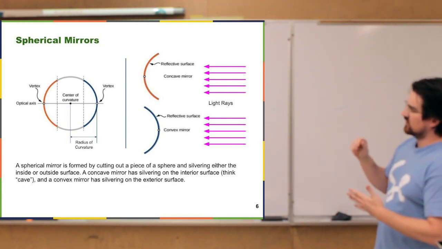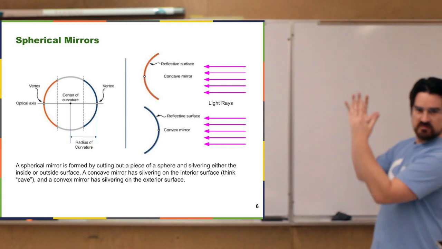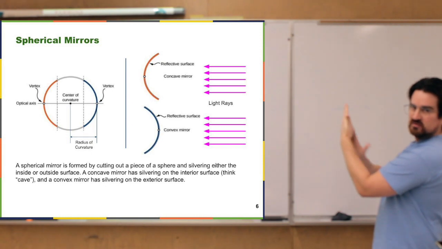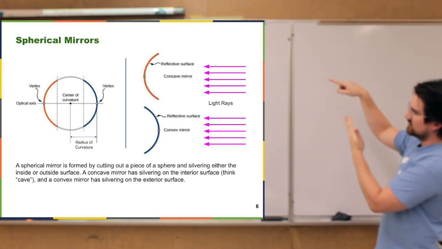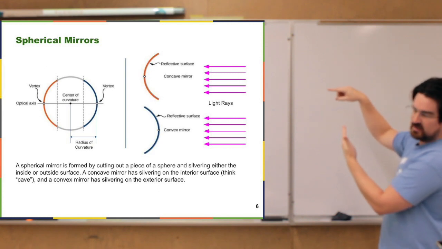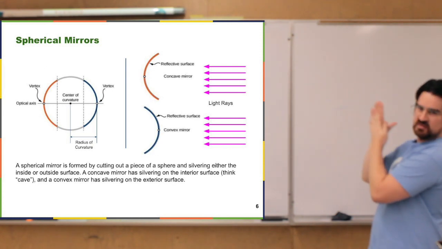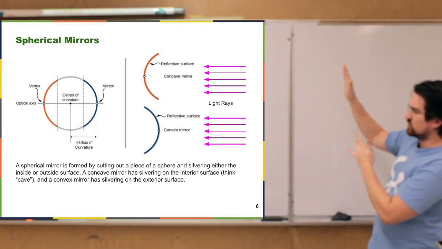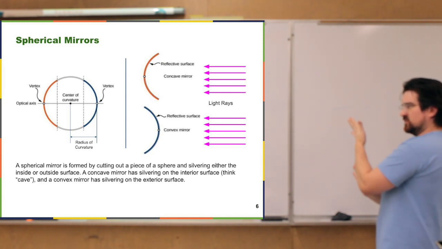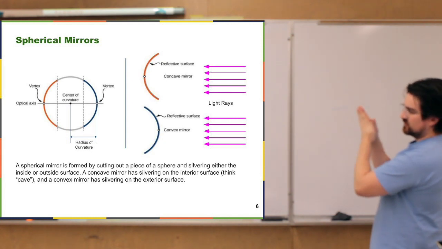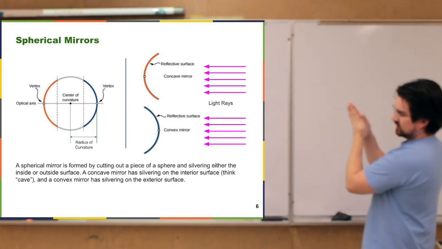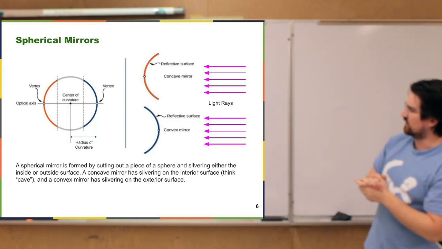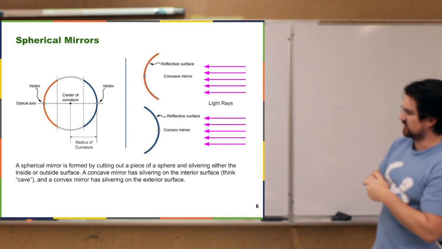Imagine a 3D sphere, and you cut off the left side of it and silver the inside of that sphere, and we get this top spherical mirror, which we call a concave mirror. Concave means caved in, the reflective surface is caved inside. And if you took the other side of that sphere and silvered the outside of it to make it reflective, then we would create the convex mirror. The reflective part is pushed out. You can see these are very simple diagrams of light rays approaching those two different kinds of spherical mirrors.